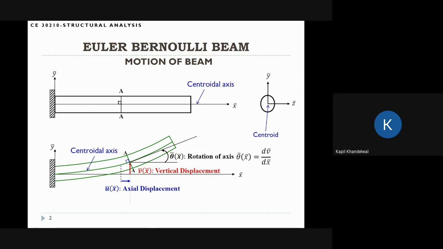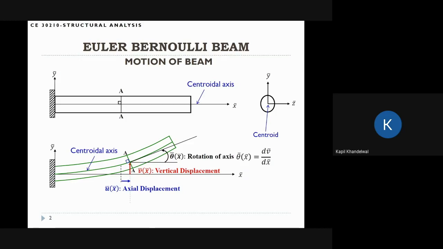This theory is only applicable to beams for which the depth of the beam, depth being from top to bottom, is less than the length of the beam, let's say by a factor of 10. So we can think of Euler-Bernoulli beam theory as applicable to thin beams. If it's a thick beam or a deep beam, then this theory is not applicable. Then there are better theories that we can use. But in our class, we'll just focus on Euler-Bernoulli beam theory.